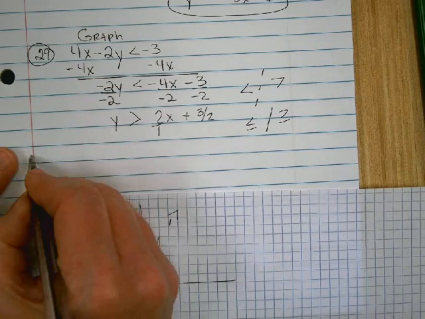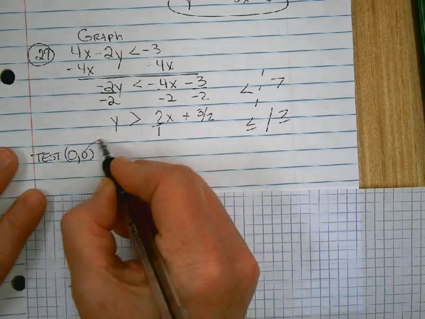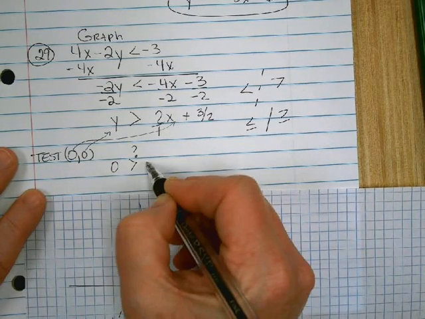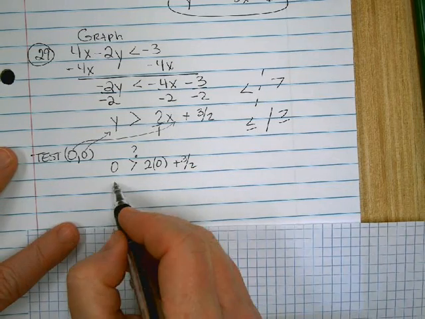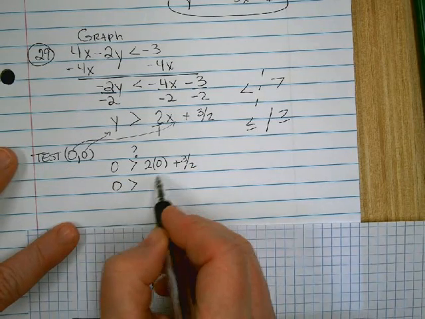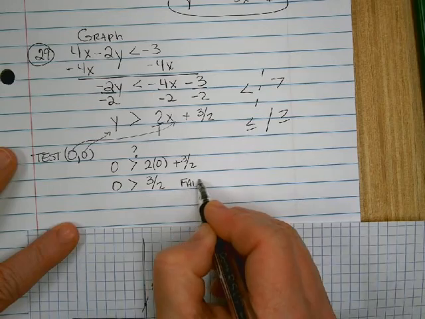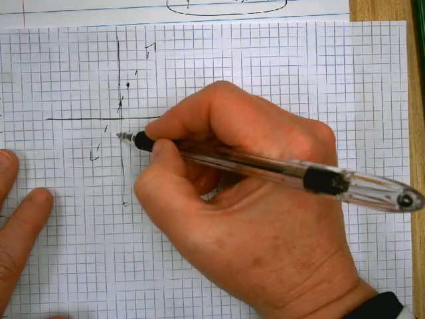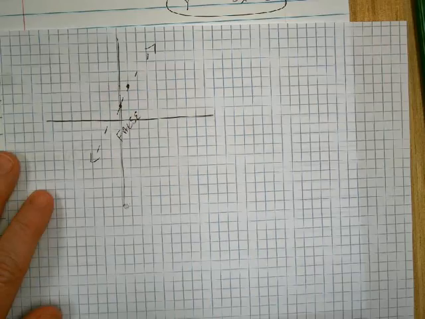So I'm going to test 0, 0. I'm going to put 0 in place of y, and this 0 in place of x. And we'll see if that's true or false. Is 0 greater than 3 over 2? Is that true or false? That's false. 0, 0 was down here on the bottom, and I got a false answer. So that is not the part of the graph that you shade. You shade the top.